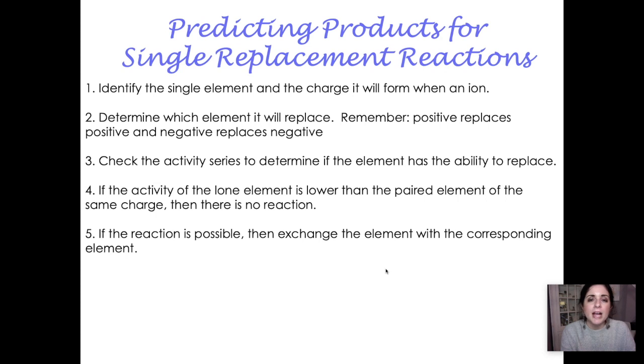Nothing's going to happen. As opposed to if that lone element is more active, it's going to go into the solution because it wants to lose that extra electron from that polyatomic or that anion, whatever's there. And then you have that other metal that was previously in solution precipitating out. They're kind of neat reactions actually, because you could see metals form on other metals and they precipitate out of the solution. If the reaction is possible, you want to exchange the element with the one it's going to replace.